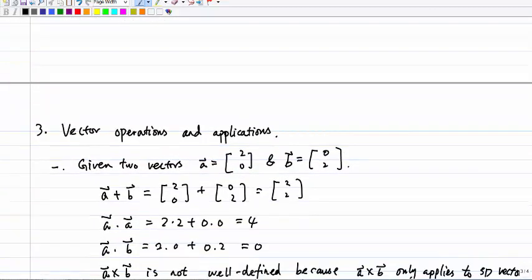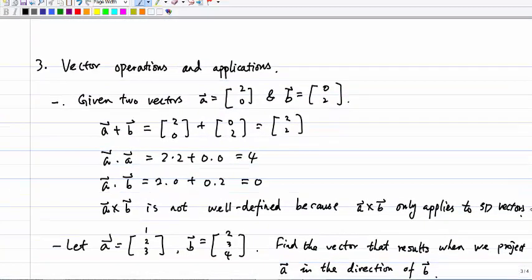All right. So let's go to the next part. It's about the vector operations applications. It's about vector operations. There are a couple of questions. Let me go over them one by one.